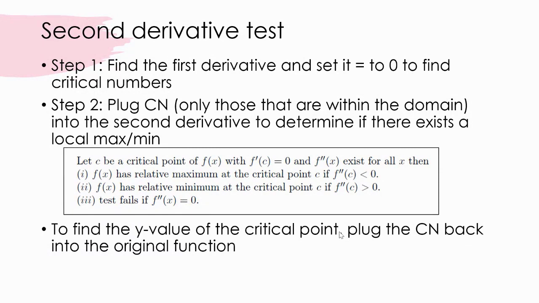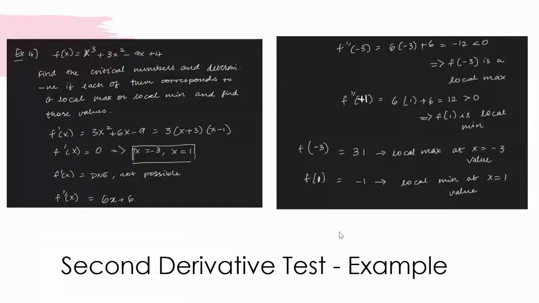And make sure that the critical number or your cut point is within the domain. And this applies to your first derivative test as well. And then to find the y values of the critical point, plug the critical number back into the original function. This is something we've been talking about. So let's look at this example.